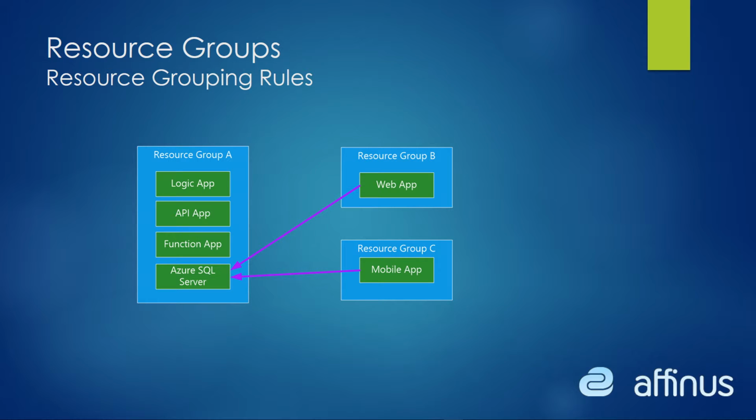Now in this example, the web app and the mobile app are unrelated to the application that's in resource group A, and they're not sharing the same data as resource group A, they're just using the same resource, in this case here Azure SQL Server.